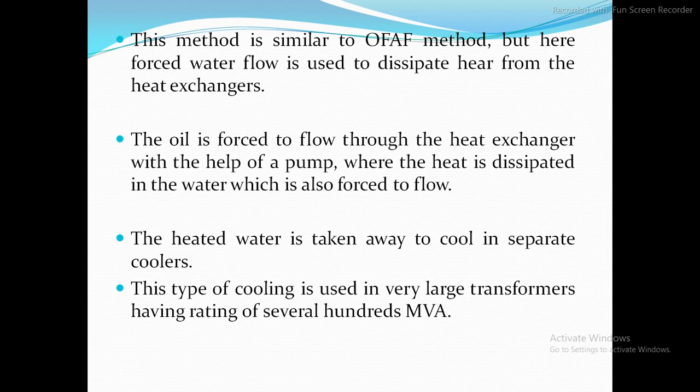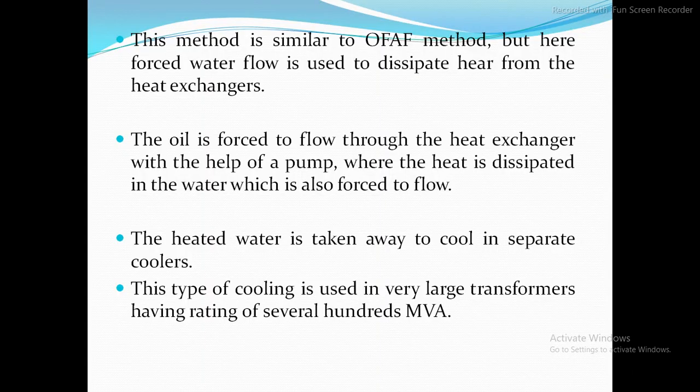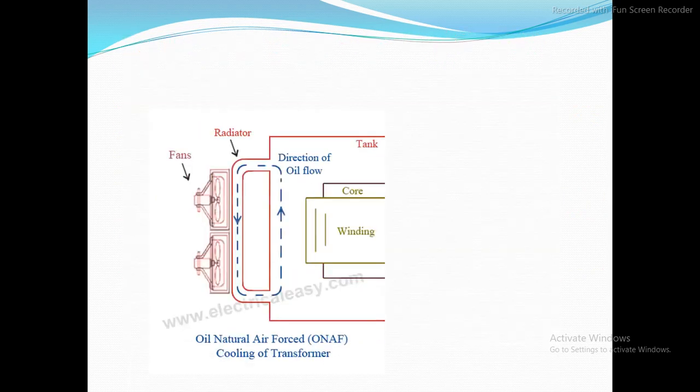Now see here, after removing the heat of the oil, the water can again be reused with the help of a cooling tower, as we can call it. Then the heated water is taken away to a cool place in a separate cooler. This type of cooling is used in very large transformers having a rating of several hundred MVA. So in this way we have discussed the different cooling methods of a transformer.